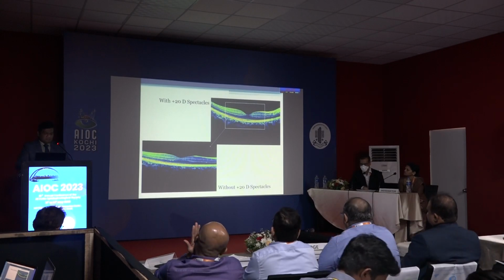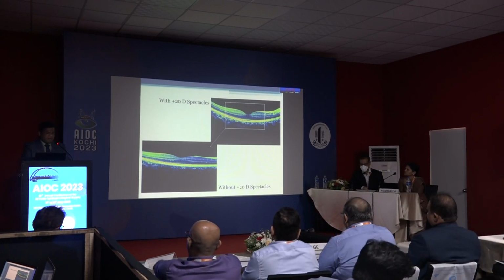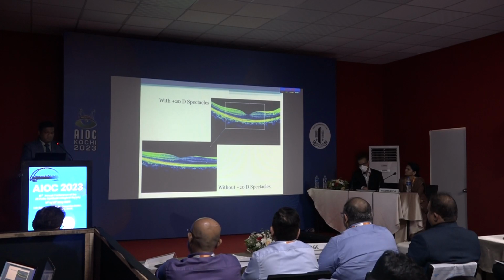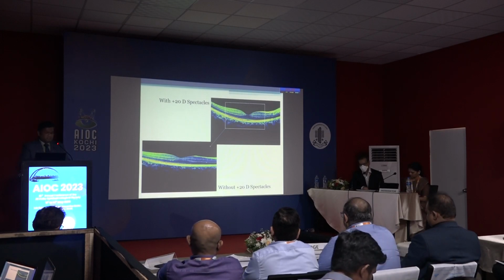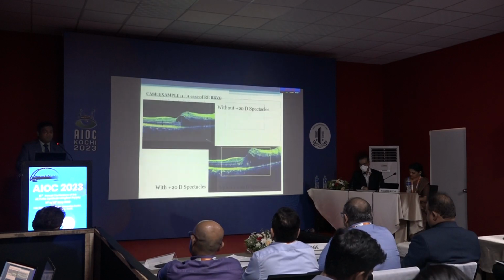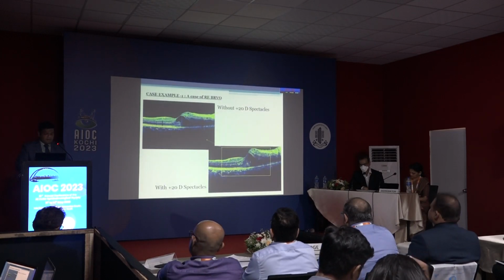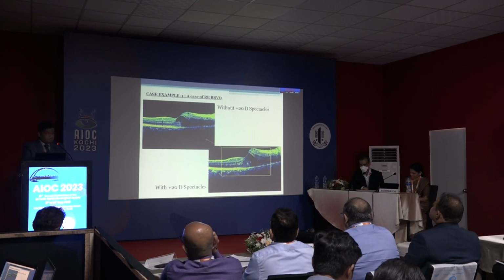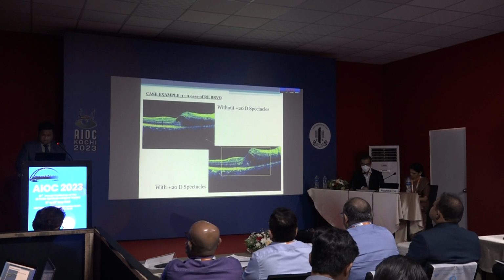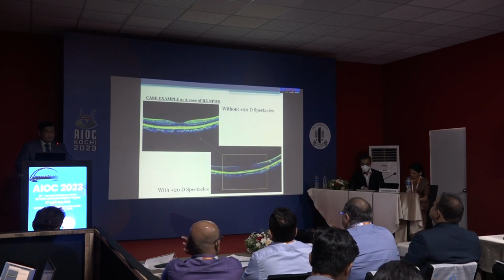Now, this is how it will look. With +20 diopter spectacles, there is a larger scan area, whereas without the spectacles, only the small box area will be covered, which is shown in the lower screen. In a case of right eye BRVO, we can see that the extent of the BRVO is till much more peripheral area than shown without spectacles. In a case of NPDR, we can see there are some hard exudate lesions present outside the scan area of a without-spectacle scan.